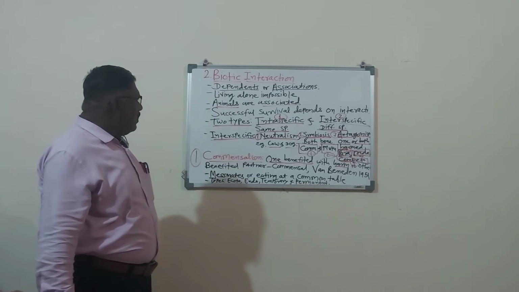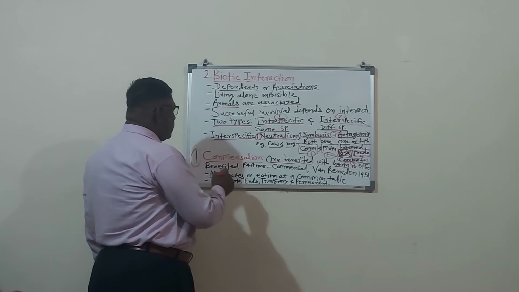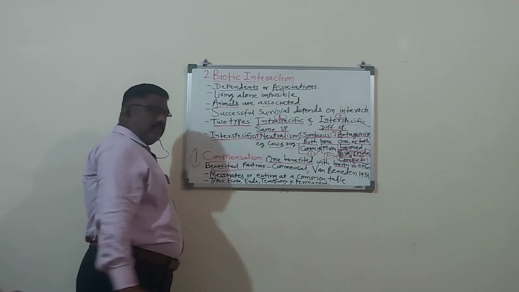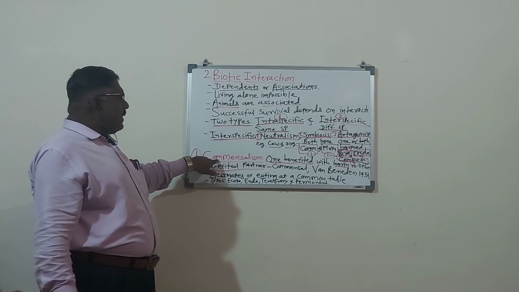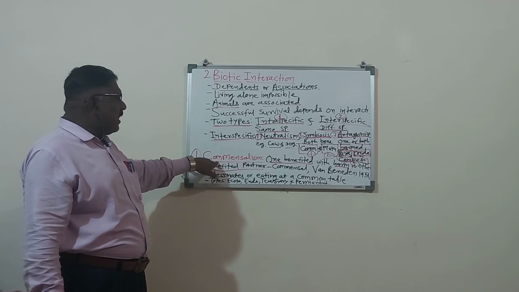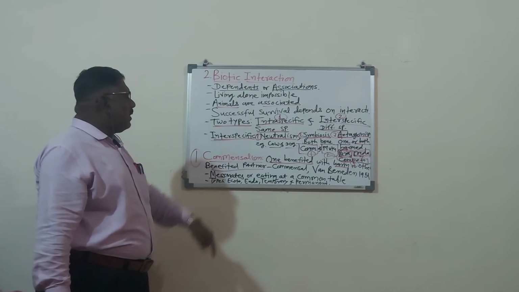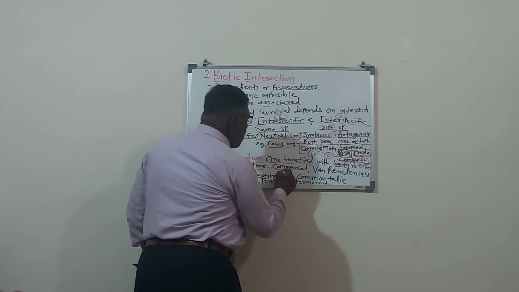Now, the benefited partner: in this type of interaction, in this type of association, one partner is benefited and that benefited partner is called the commensal.